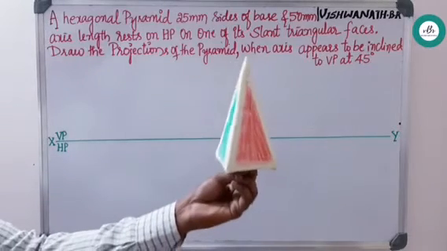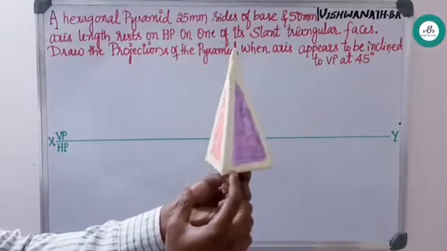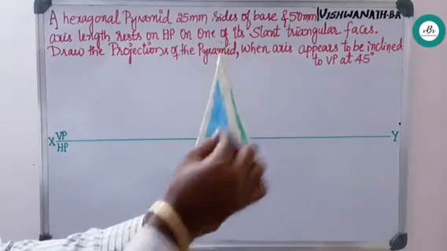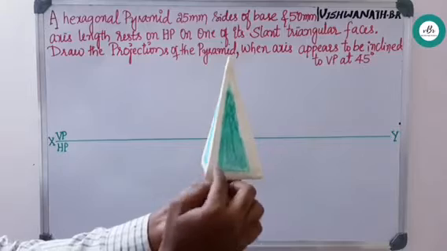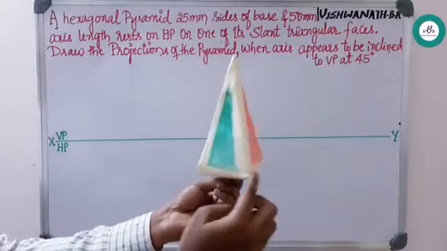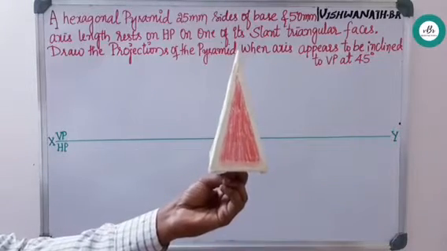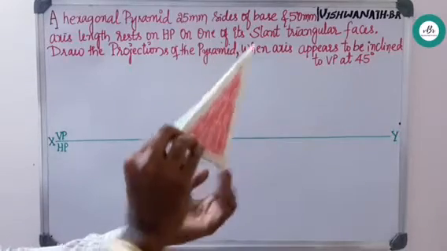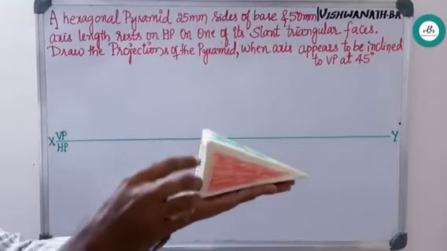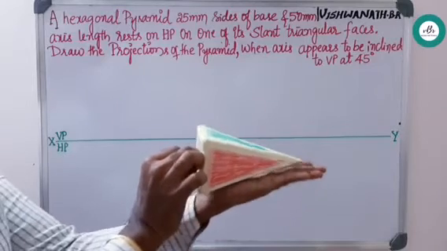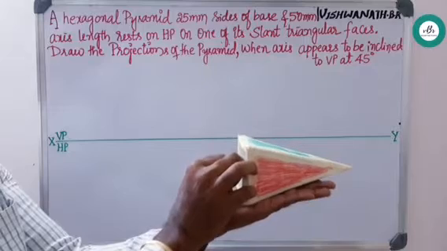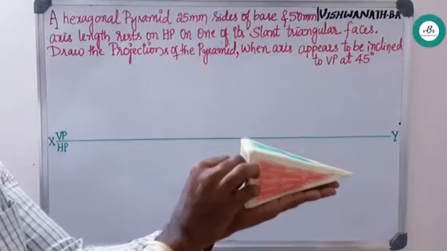Today we will discuss a pyramid resting on one of its slant triangular faces. Taking a square pyramid as an example, we know that all these white patches are slant edges and this colored part are slant triangular faces. So if the solid is resting on one of its slant triangular faces, the entire triangular face of this particular pyramid will be in contact with respect to HP.